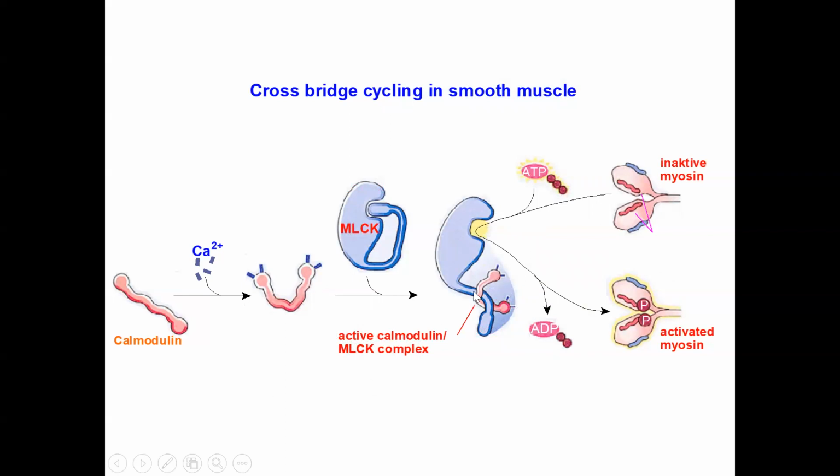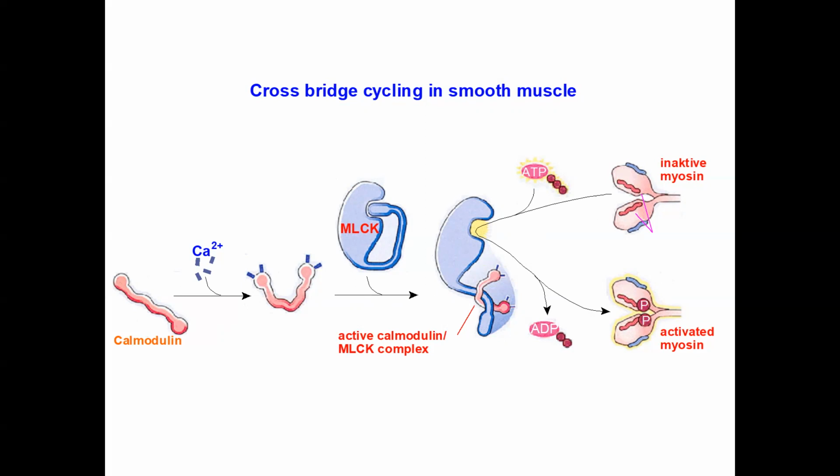And now this regulatory chain will be phosphorylated by this myosin light chain kinase. This enzyme phosphorylates the myosin light chain, and now the head is energized and can bind with actin. It means in smooth muscle, it is not calcium directly that initiates the process of cross-bridging. It is the calcium indirectly which stimulates an enzyme, and that enzyme phosphorylates the myosin head. And now this phosphorylated myosin head can bind with the actin site.